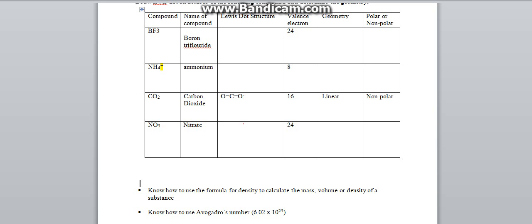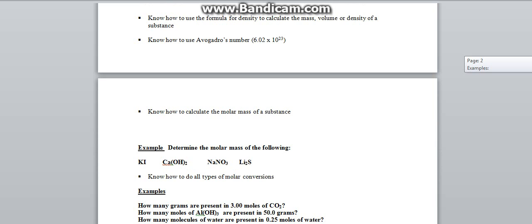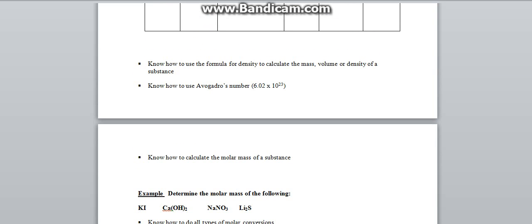Next. Now I'd use the formula for density to calculate the mass, volume, or density of a substance. What's the formula for density? Okay, I found it. So this is D equals M over V. Okay. Yeah, that's not that bad.